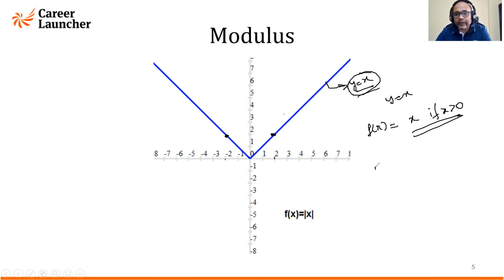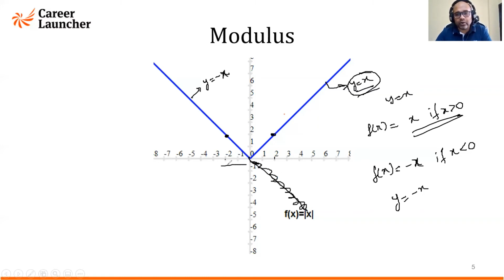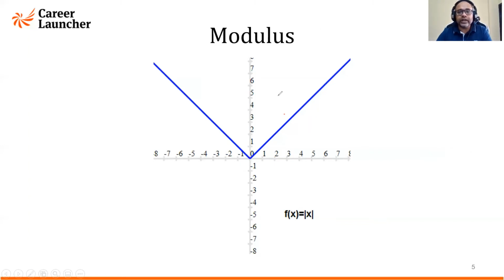Then your f of x becomes minus x if your x is less than 0. So you will say that when it is less than 0, my equation becomes y equal to minus x. So this is your graph. But this line is actually going on like this. But you will delete this part. Why? Because it is applicable only when x is less than 0. So combining these two, you will get a V-shaped graph. And this is how a modulus graph looks like.